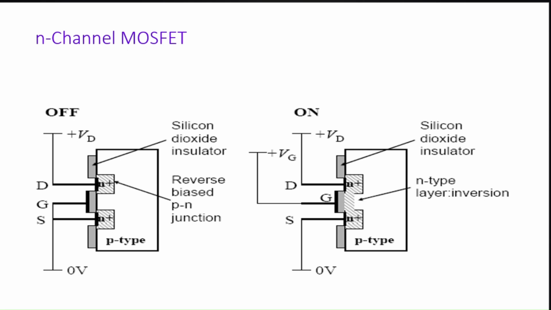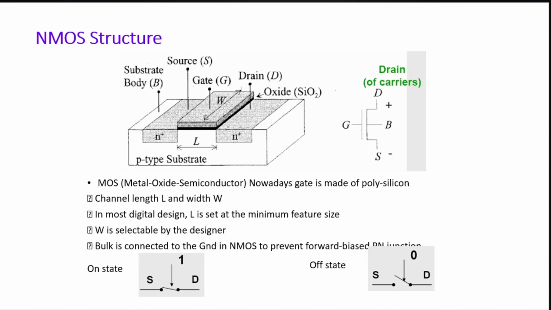While in the on state, we apply a positive gate voltage. This attracts electrons to the surface of the P-type body just beneath the oxide layer, forming what is called the N-type inversion layer or channel. This channel connects source and drain, allowing the current to flow. The transistor is essentially a closed switch. So in simple terms, gate voltage controls whether current flows or not. That's the fundamental switching action of a MOSFET.